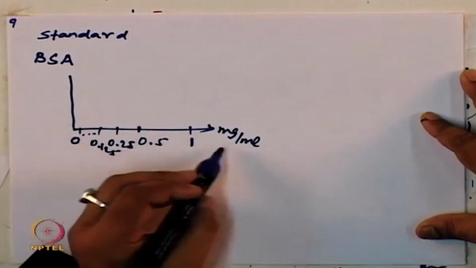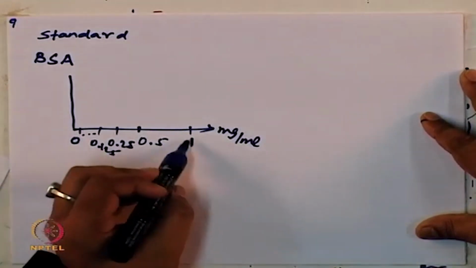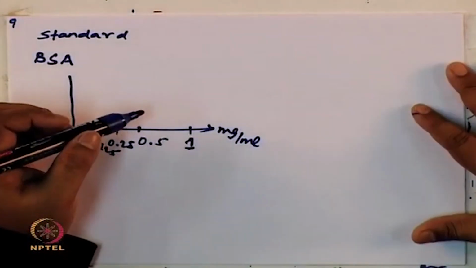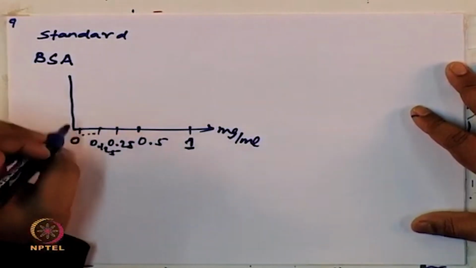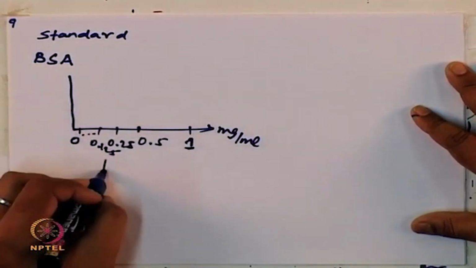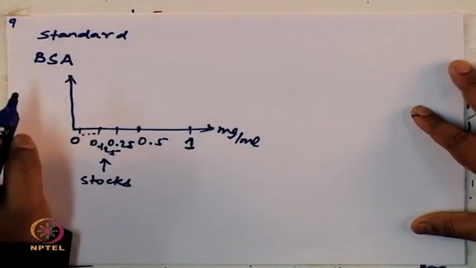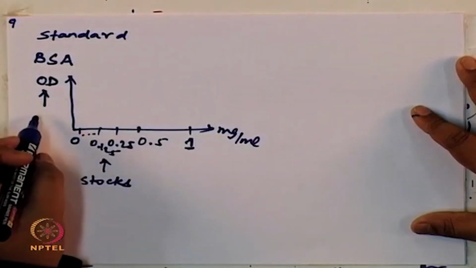Okay. So, you use your protein samples of known concentrations. So, if you know that the highest concentration of any of your samples A, B, C is going to be less than 1 mg per mil, what you do is you prepare protein stocks. So, these are all stocks of varying concentrations. Okay. You prepare these stocks and you get the OD measure from a spectrophotometer.